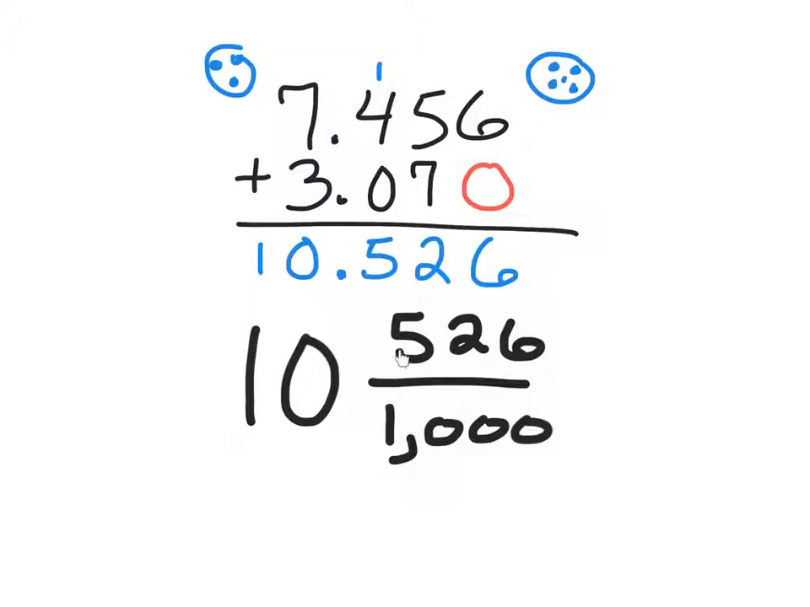And then there you have it. You've got 10 and 526 1,000ths. Bam! You got to love that. Hey, as always, if you made a mistake anywhere along the way, no worries at all, my friend. Pause the video, fix your mistake. That is the fastest way to learn. And now, let us move on to problem number 3.